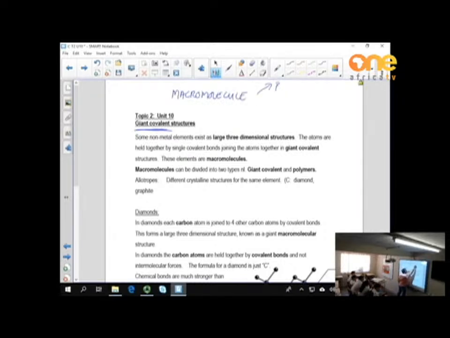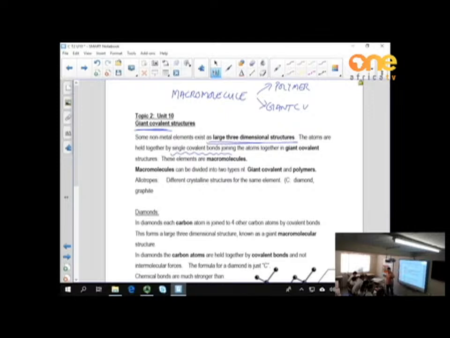Macromolecules can be polymers. Yes, polymers are long chain-like molecules. Your hair is a polymer. The cellulose fiber in the desk is a polymer. Long chain-like molecules. So macromolecules, then polymers and giant covalent structures. All right. So giant structures, very large molecules, thousands of atoms bonded covalently in 3 dimensions. All of them large 3-dimensional structures. The atoms are held together by covalent bonds.